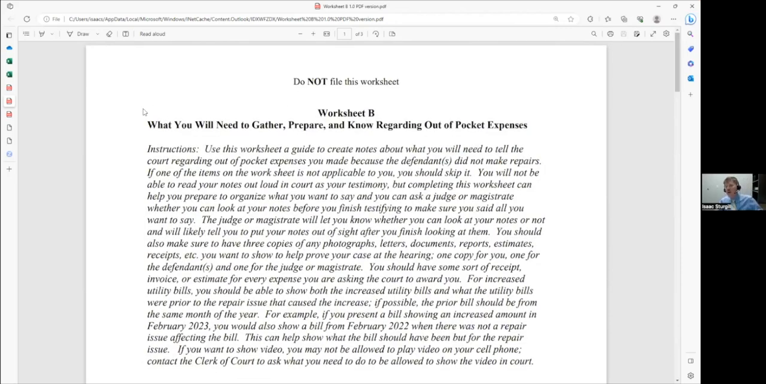So again, both of these worksheets are not intended to be filed, and tenants should not file these with the court. It's not something to go into the court file. These are just worksheets to help the tenant prepare for court and to give the tenant a better chance of winning their case. And that's it for the forms.